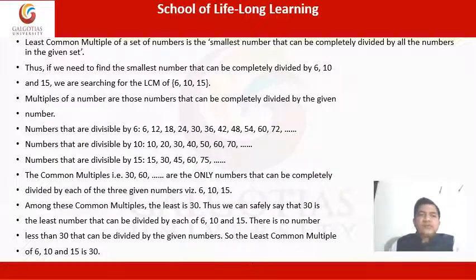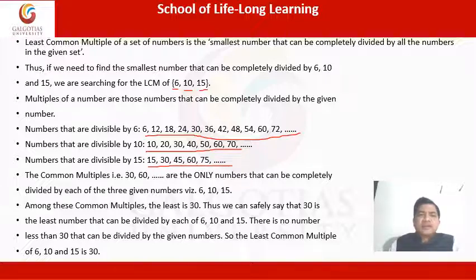Now to find out the LCM, let's suppose of 6, 10 and 15, I'll look for the multiples of first 6. Multiples of 6 are 6, 12, 18, 24 and so on. Multiples of 10 are 10, 20, 30 and so on. Multiples of 15 are 15, 30, 45 and so on.